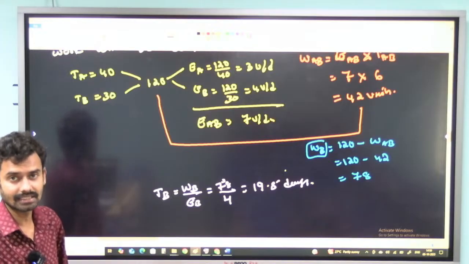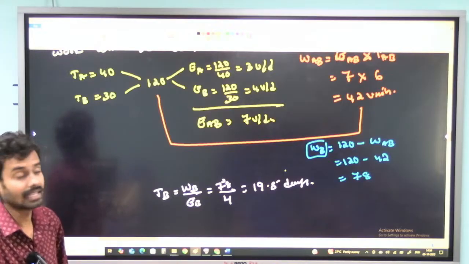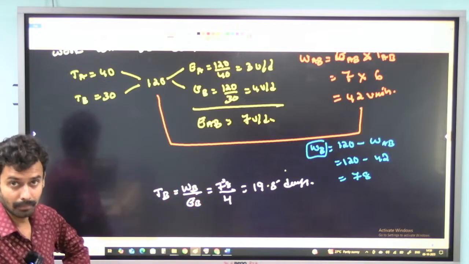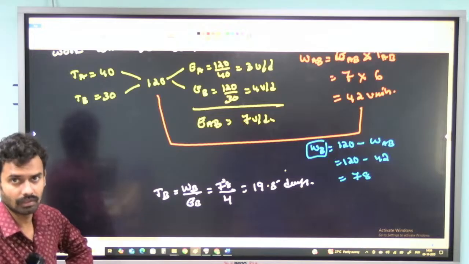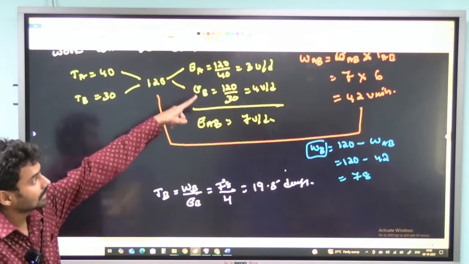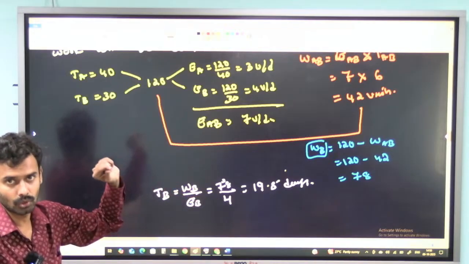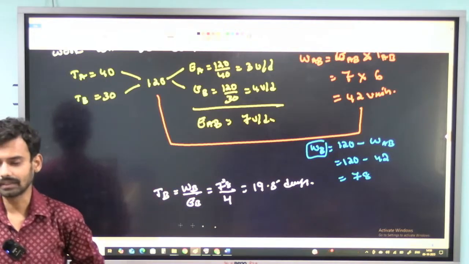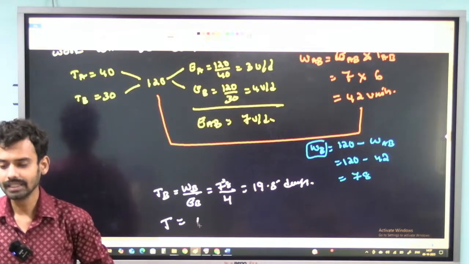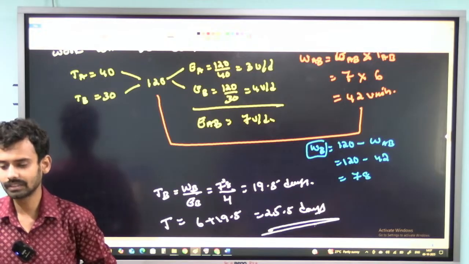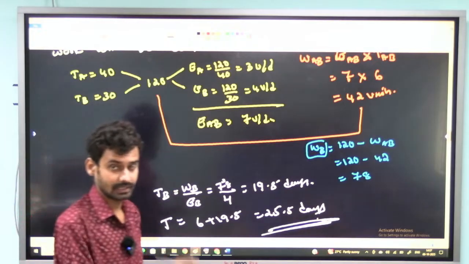If the question is asking in how many days the remaining work is completed, then the answer would have been 19.5 days. But the question is talking about the total work. Total work in the sense, first they have already worked for 6 days and then B is working for 19.5 more days. So the total time taken here will be 6 plus 19.5, which is 25.5 days. So the answer for this question is 25.5 days.